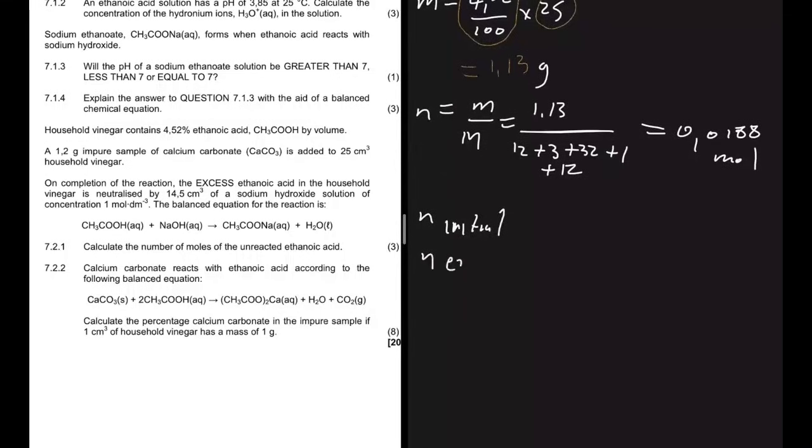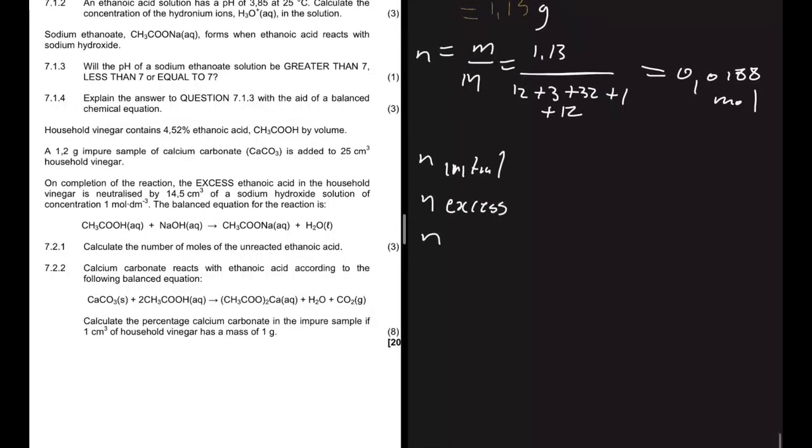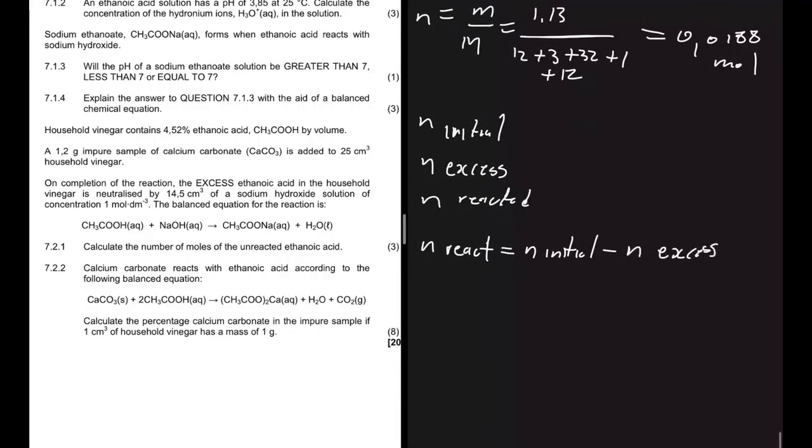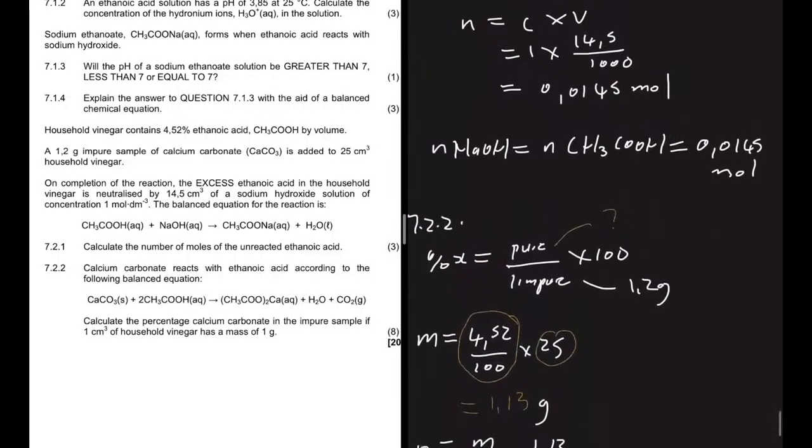So now because we have number of moles initial, right, and we have number of moles that are in excess, right, that didn't react, we can then calculate the number of moles that reacted. So we're gonna say number of moles that reacted equals number of moles initial minus number of moles in excess, right? So the number of moles that reacted will be equal to the number of moles initial, which is 0.0188 minus number of moles in excess, which we calculated in 7.2.1, right?